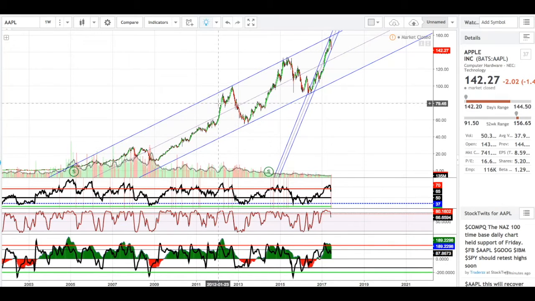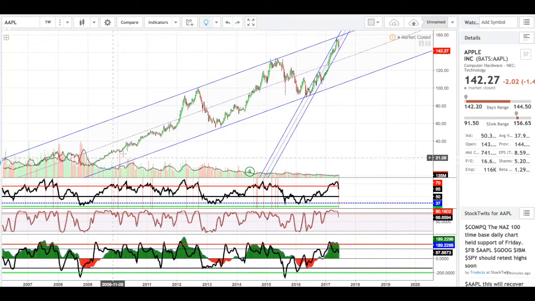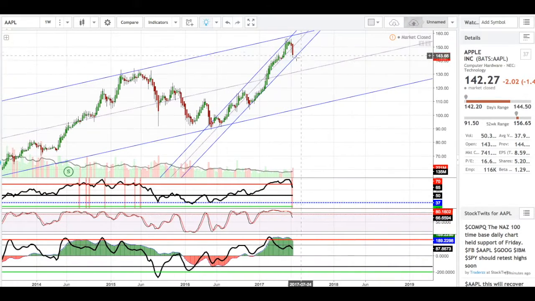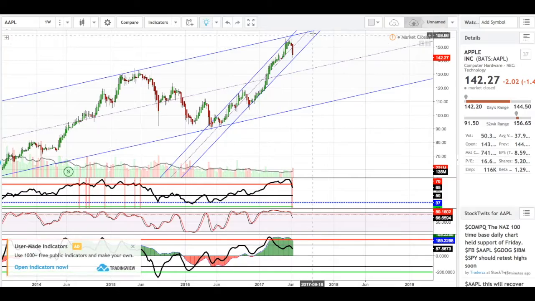If you accept this channel, and I think it's fairly hard to deny it, again, this is on the weekly, we can see that we come up here and we get rejected off of this resistance level. We come back down. This is our support line. We come back up, rejected off of this resistance, support, and then we have basically this channel up here, and it looks like we were rejected a third time fairly hard off of this resistance level. And right now we are only being supported right here by this channel that's been going up.